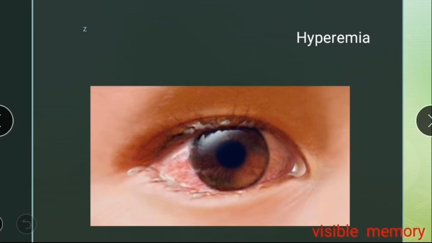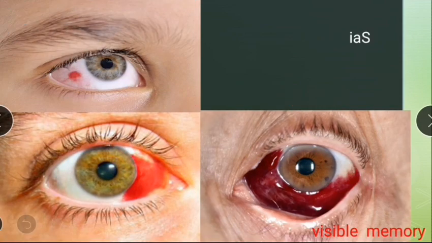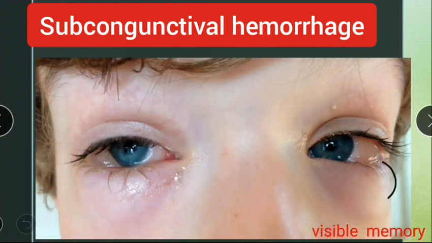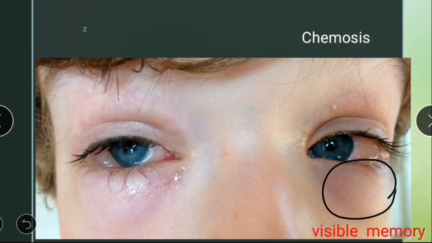And coming to subconjunctival hemorrhage, they occur mostly in case of viral conjunctivitis. They may be of this size, or maybe of this severity. And there may be chemosis, swelling of the conjunctiva, and it mostly occurs in allergic or severe infective conjunctivitis.